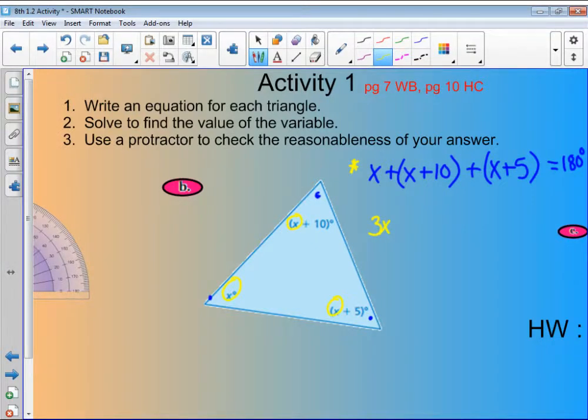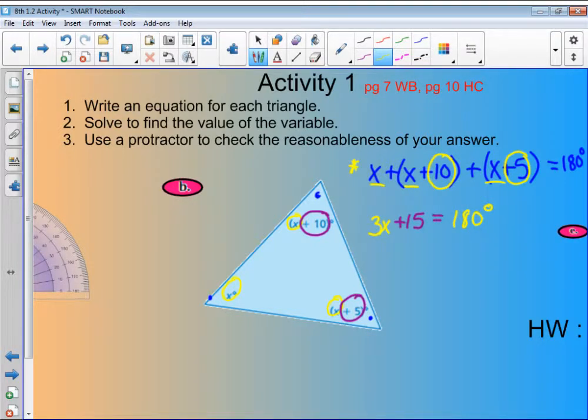Now, with my non-X's, I'm going to go ahead and combine those. I have a positive 10 or plus 10, and I have a positive 5 or plus 5. So I'm just going to add 10 plus 5, which gives me 15. We would get the same thing if we worked up here in this equation. 1X, 2X, 3X. And then if I combine these, positive 10 and positive 5 gives me that positive 15. Now, when I put these together, remember it's a triangle, so they equal 180.